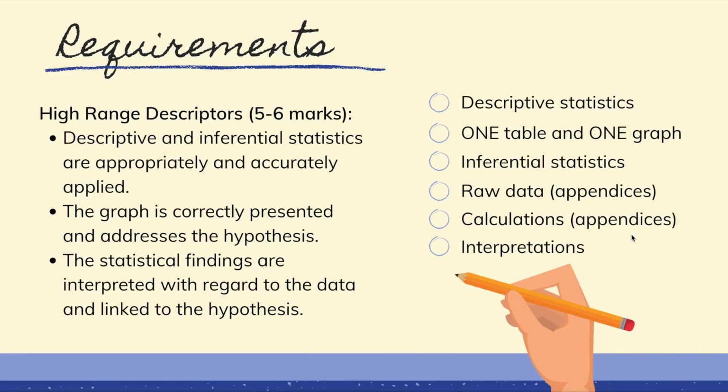So to begin with, the high range descriptors. This section is out of 6 marks. The high range descriptors are: descriptive and inferential statistics are appropriately and accurately applied. The graph is correctly presented and addresses the hypotheses. The statistical findings are interpreted with regards to the data and linked to the hypotheses. So keeping these descriptors in mind, this section requires the following from your report.